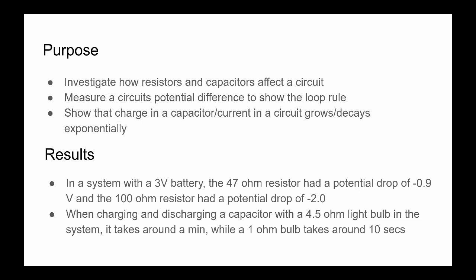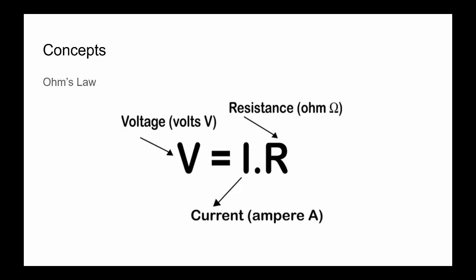And the result of this lab was that in a system with a 3-volt battery, the 47 ohm resistor had a potential drop of 0.9 volts, and the 100 ohm resistor had a potential drop of 2.0 volts. And when charging and discharging a capacitor with a 4.5 ohm light bulb, it took around a minute, while a 1 ohm bulb took around 10 seconds.